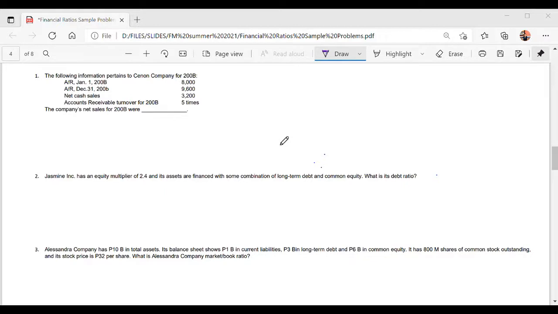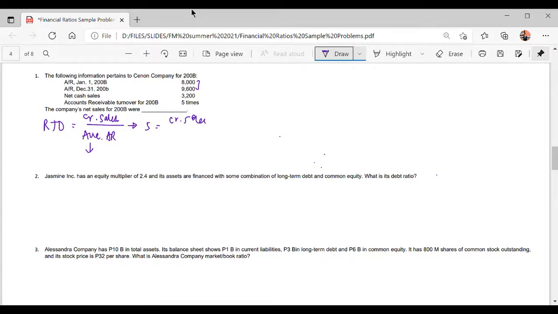So we can use the formula for the, okay, you can compute for the, so given here is the RTO. So therefore, we can use the formula for RTO to solve for the problem. So what's the formula for the RTO? That is credit sales over average AR. Okay, so how do we get the average AR? So we're going to sum up the beginning and the ending AR and then divide it by 2. So that's 8,000 plus 96, then divide by 2. So that is 8,800. Okay, so therefore, 5 times equals your credit sales.